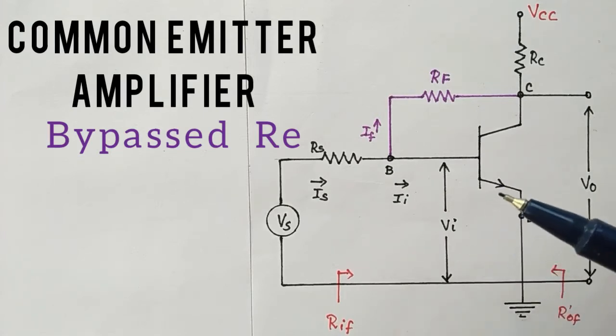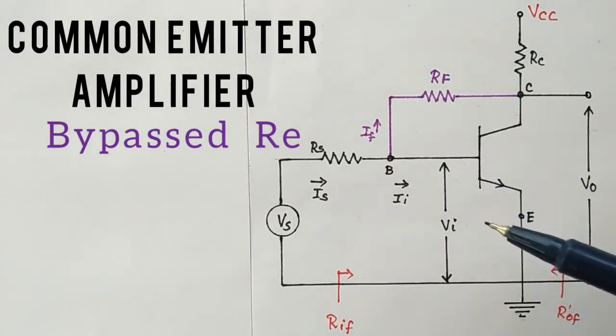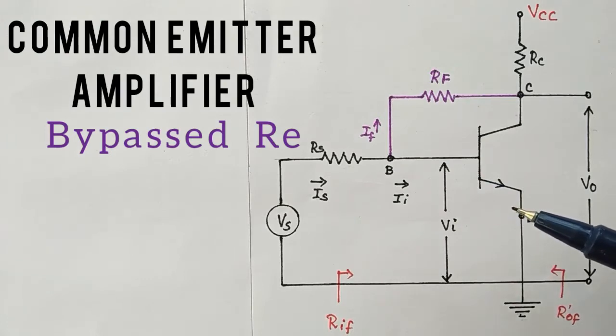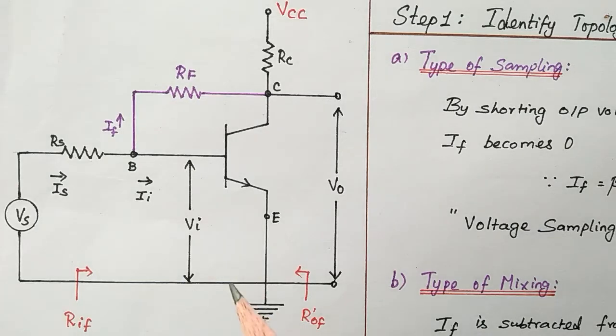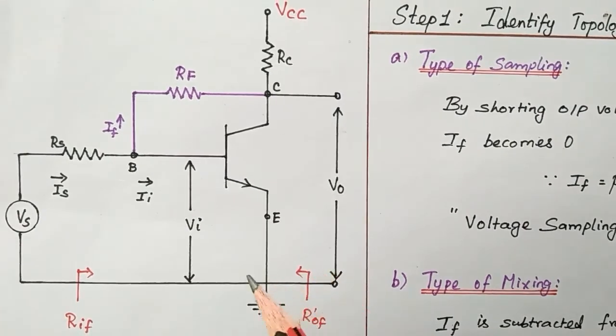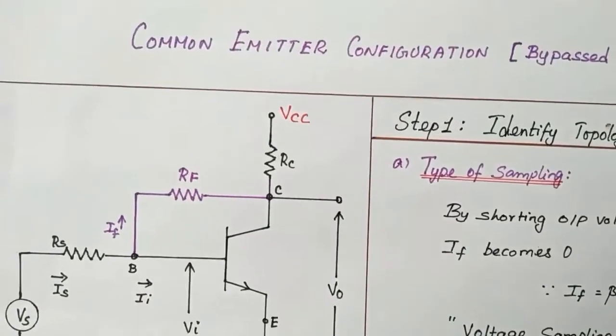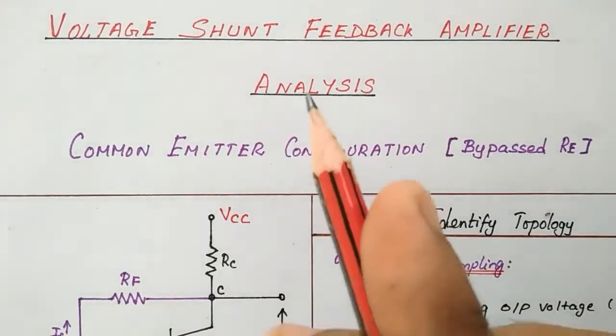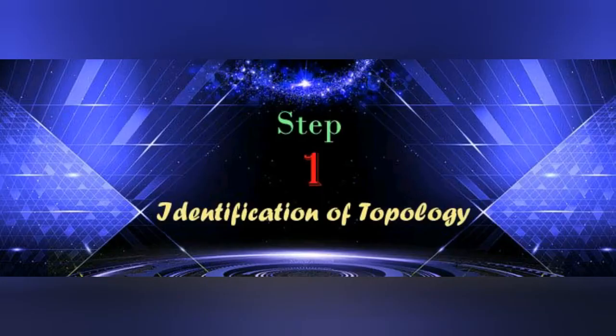In the next step, we have to justify that this circuit belongs to voltage shunt feedback amplifier. For justifying this, and to make further analysis like finding the gain, input resistance with feedback and output resistance with feedback, we have to follow 7 steps which were already discussed in my previous videos. Here we first take step 1 for identifying the topology. Step 1, identification of topology.